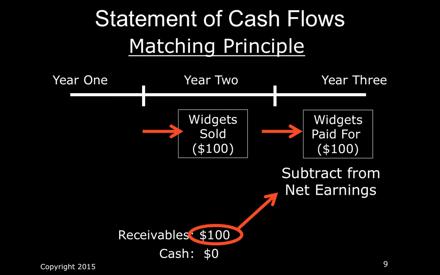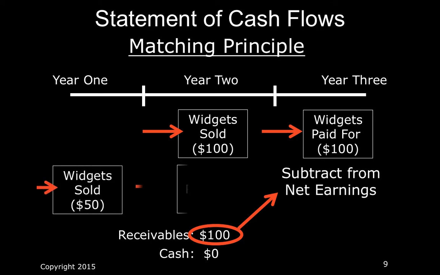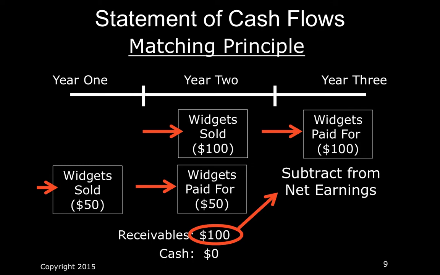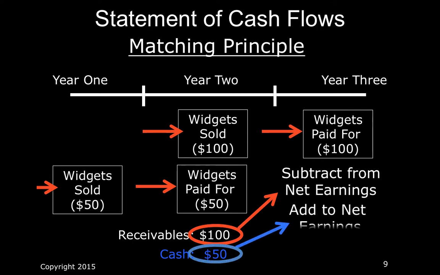But that's not the whole story. The business also sold $50 of widgets in year 1, and they were paid for in year 2. This cash payment increased the company's cash, but it was not included in net earnings for year 2. It was included in net earnings for year 1. So this cash payment received in year 2 needs to be added to net earnings. Netting the two adjustments gives us a net of $50 that needs to be subtracted from net earnings.